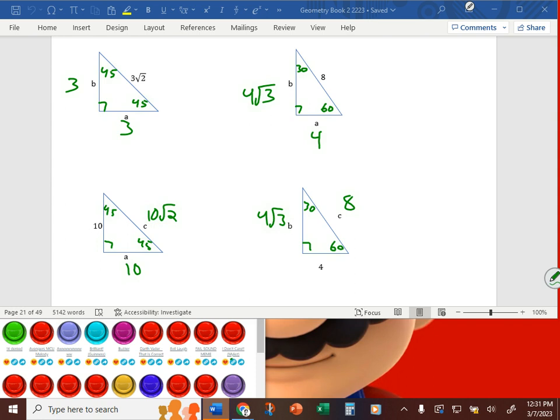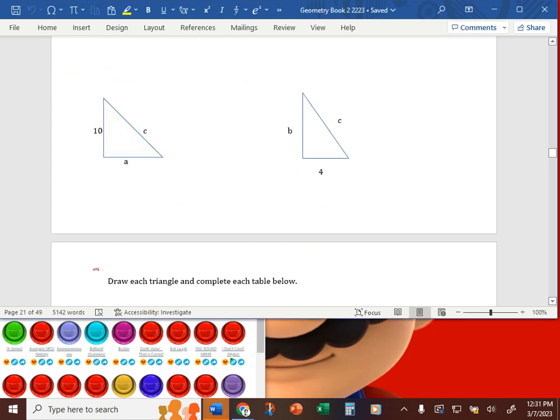It's this exact same triangle as the one you just solved on the second page.